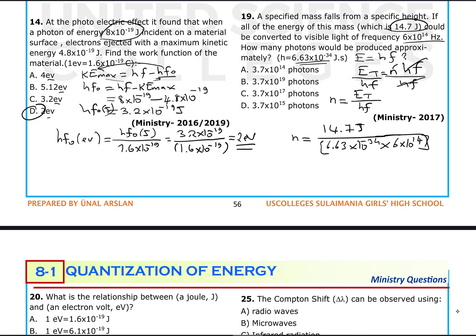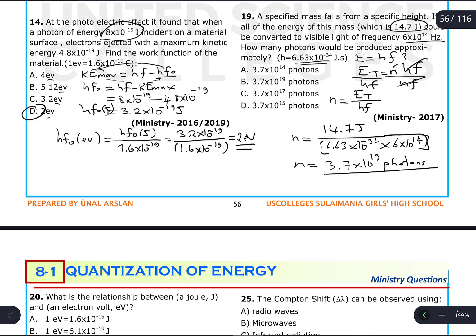Answer is the number of photons, 3.769, almost 3.7 times 10 to the power of 19 photons. So this light consists of 3.7 times 10 to the power of 19 photons, which is B, the correct answer.